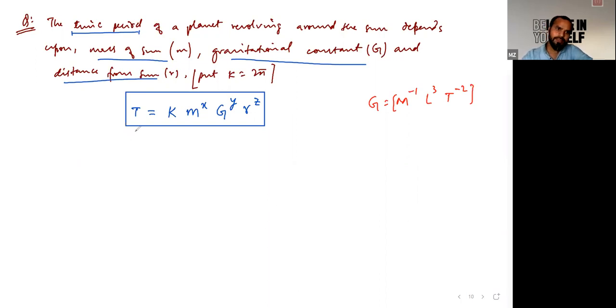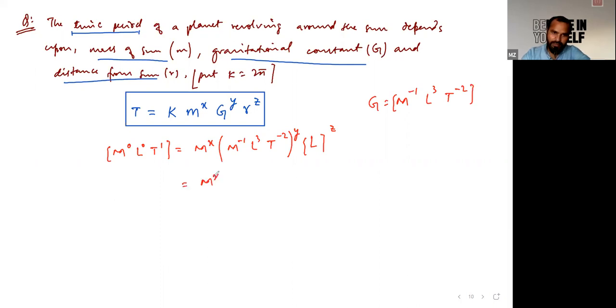Just see how to proceed. Let's say we have T on the left hand side. Its dimension formula would be M^0 L^0 T raised to the power plus 1. On the right hand side, we have k, which is dimensionless, so we neglect it. Then next is M raised to the power x. G is the gravitational constant having dimension M raised to the power minus 1, L raised to the power 3, and T raised to the power minus 2, whole raised to the power y. R is nothing but length having exponent z.